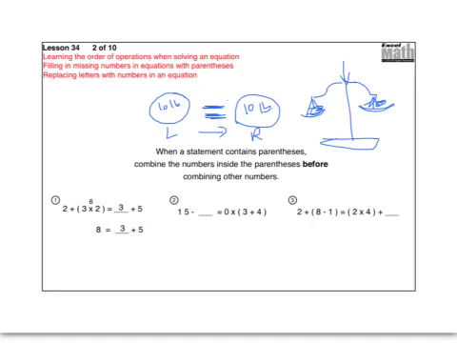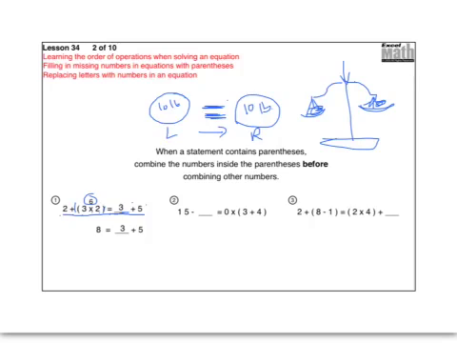So the way we're going to solve these is we have this big long equation to start. 2 plus 3 times 2 in parentheses equals some number that we don't know at the beginning of the problem plus 5. First thing we're going to do is solve for the parentheses, because parentheses always come first. That's your show work right there. They put a little 6 up there.